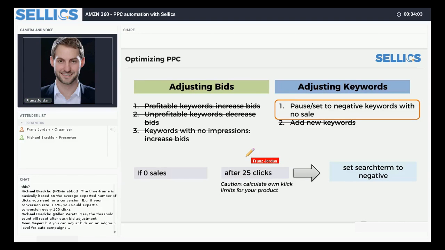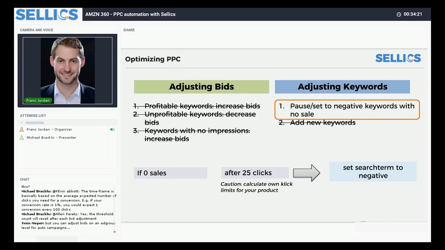So, 25 should be a threshold that is aggressive enough for most sellers, but at the same time also defensive enough not to lose too much money, right? So I really think that this is a very good set of rules.